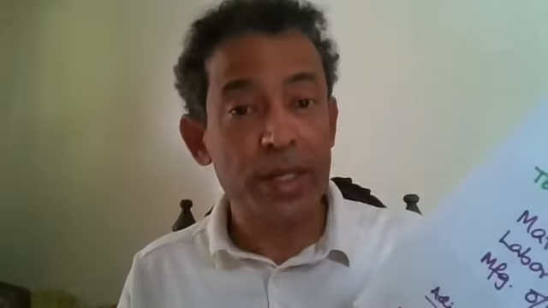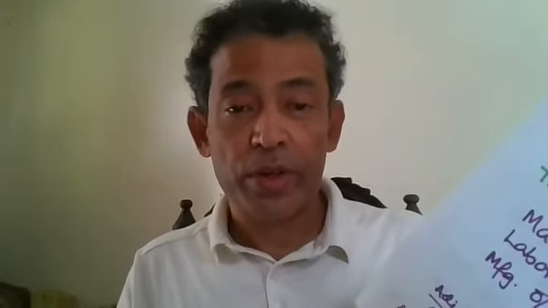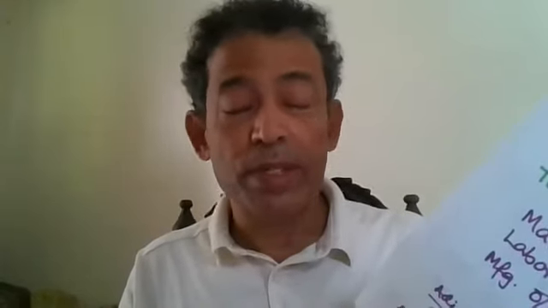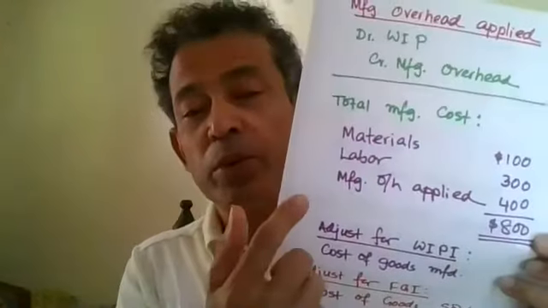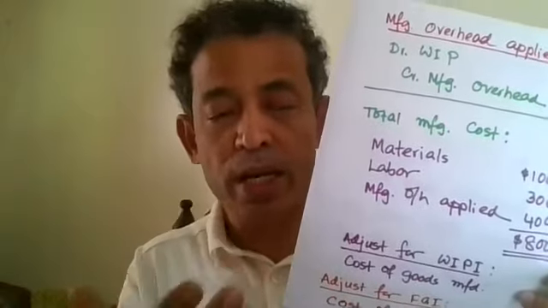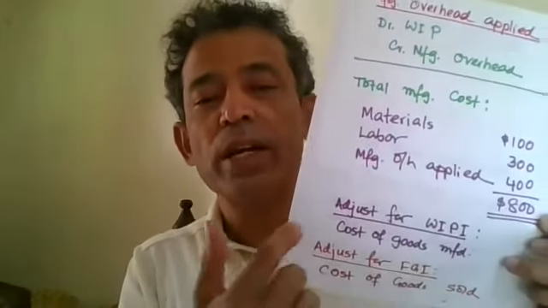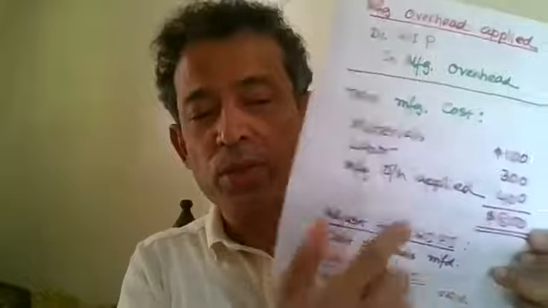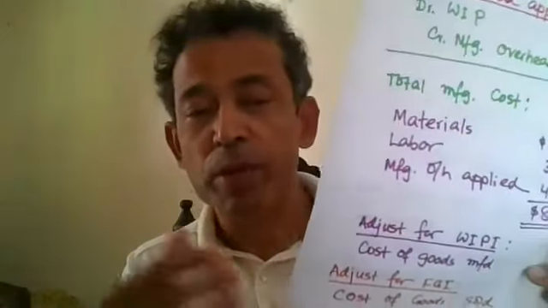Now, total manufacturing cost and cost of goods manufactured are different, I told you. What makes them different? When we do work in process adjustment, beginning and ending work in process inventory adjustments, then we're going to get to cost of goods manufactured. So with this $800, just add beginning work in process inventory and subtract ending work in process inventory, and you're going to have cost of goods manufactured.